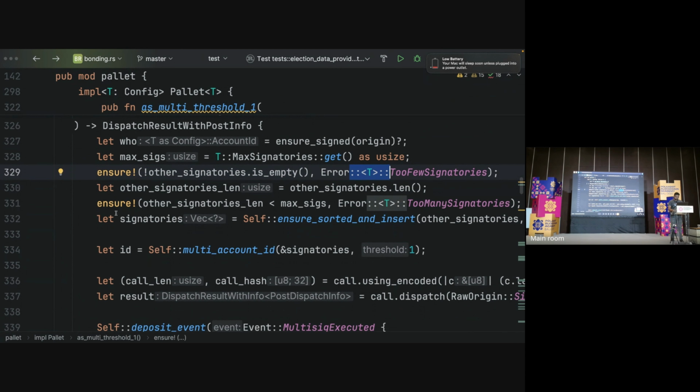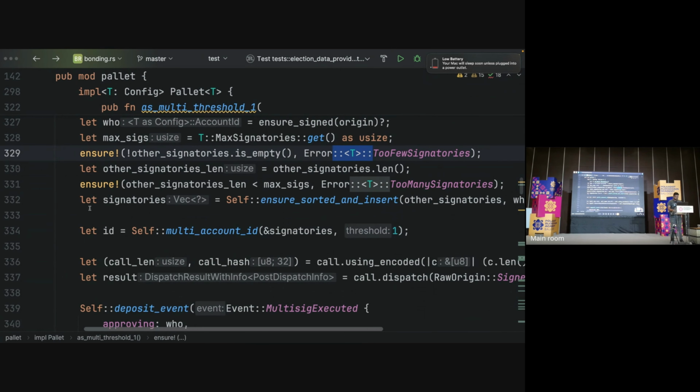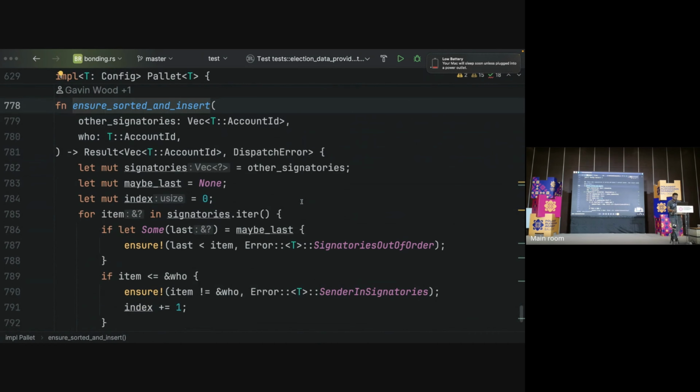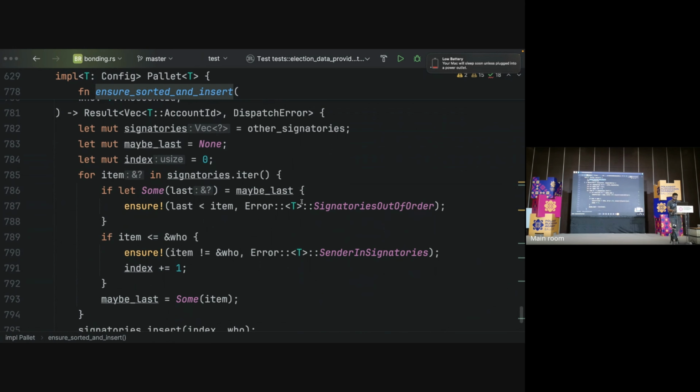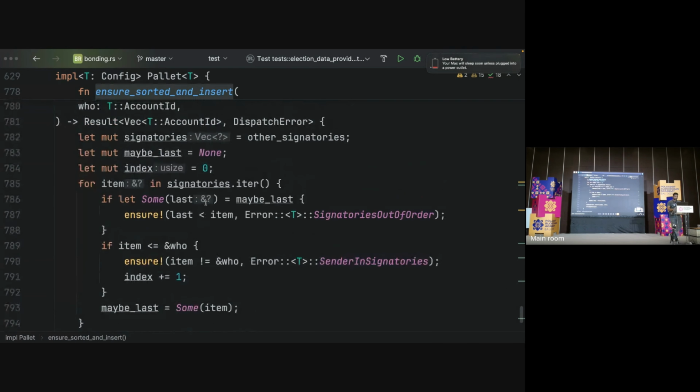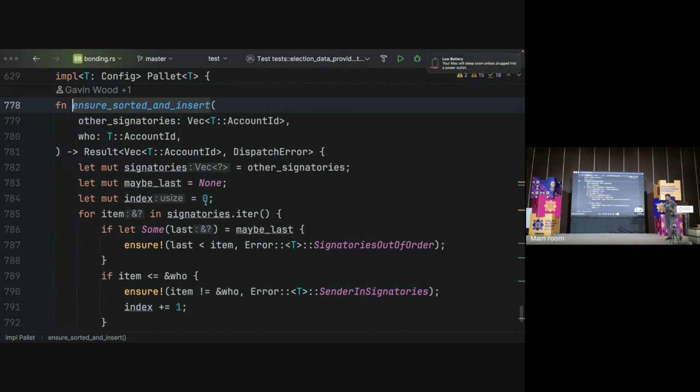Okay, again, some validations, signatories, ensure sorted, and insert. Let's see what this is doing. Yeah, so you always sort it. I guess this is probably important. Since it's stateless, if you give different orders of the same accounts, it will generate a new multisig account, which is why you sort it. And so for the same combination, it's always the same.